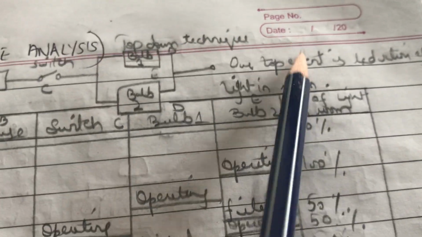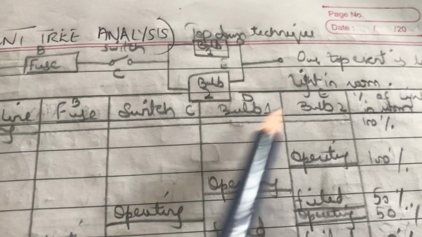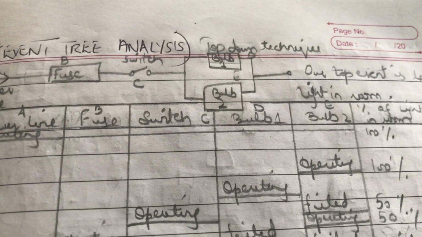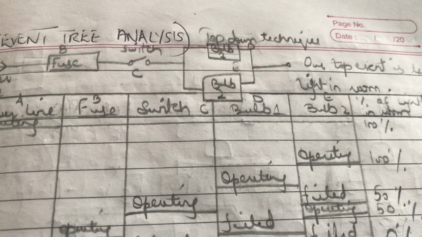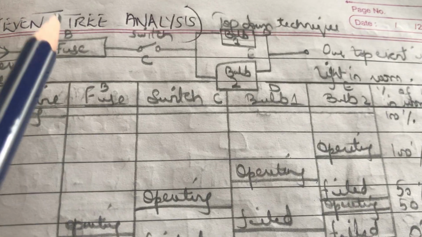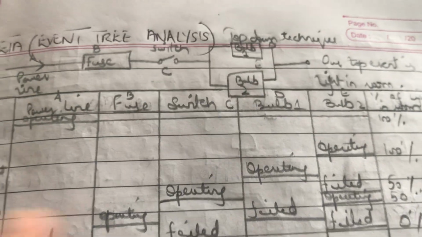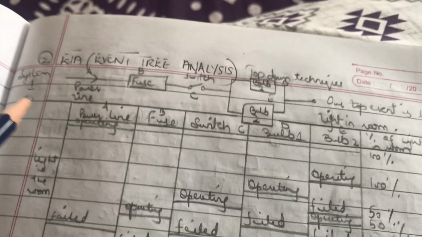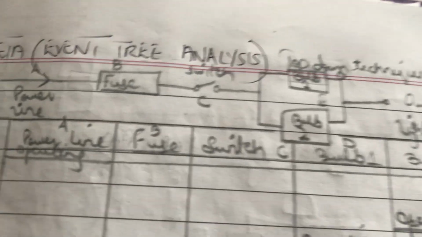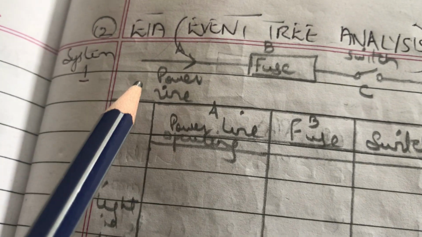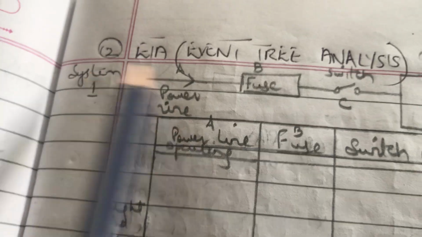I told you this one is the top down technique. First we see our system. In the bottom up technique we see our components first, and in the top down technique we see our system. So what system do we have here? Let's have a look at our system. We have system 1, our first system.